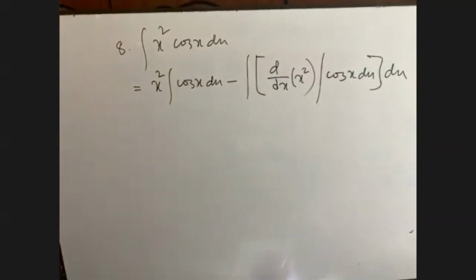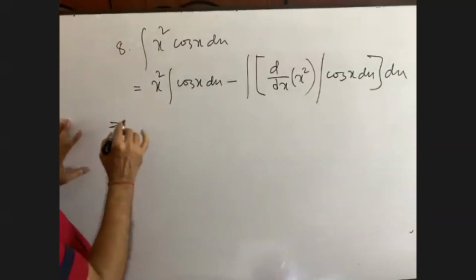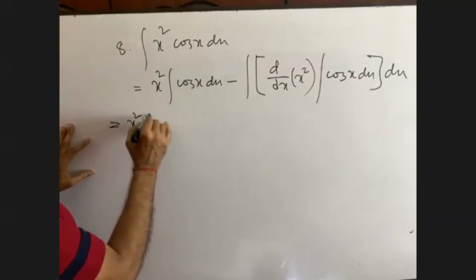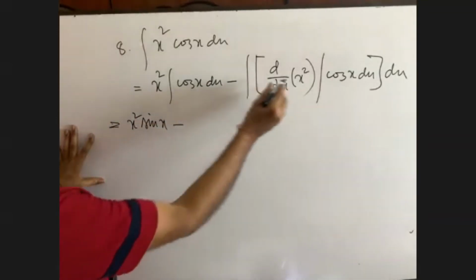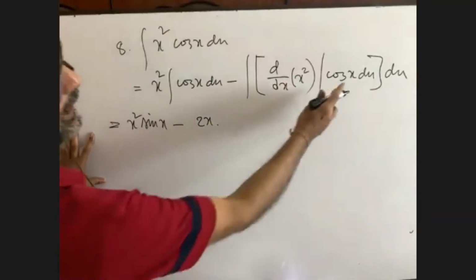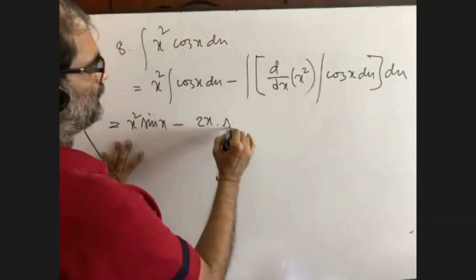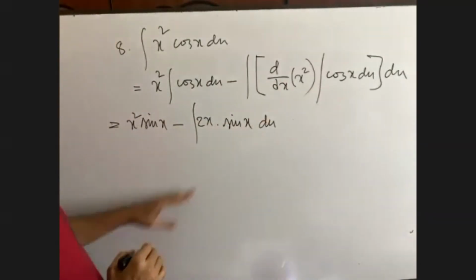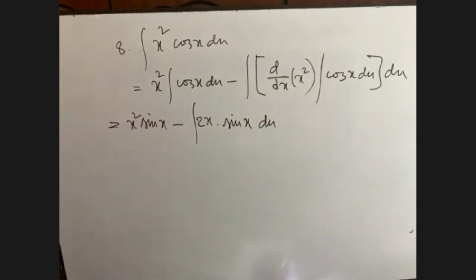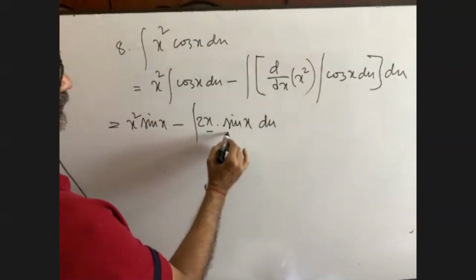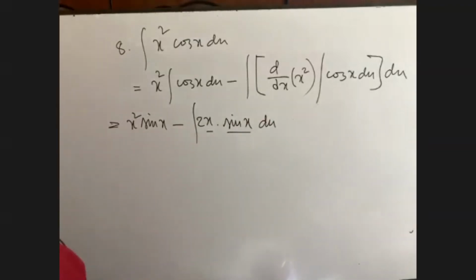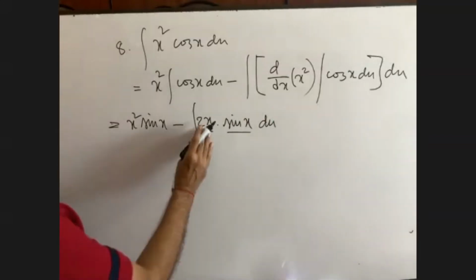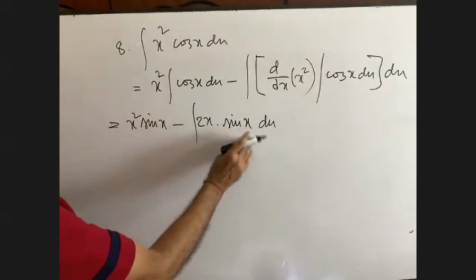Is it okay? So actually what we are getting here, cosine x is what? Sin x. So x square sin x minus 2x, and cosine x means sin x, integration dx. As I told you, it is to be integrated 2 times. We are getting here 2 functions. Now you can do it again. Are you getting me? Can you do it?